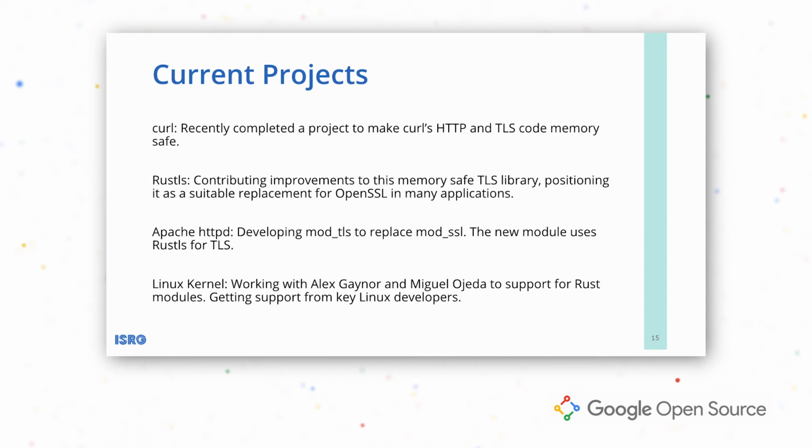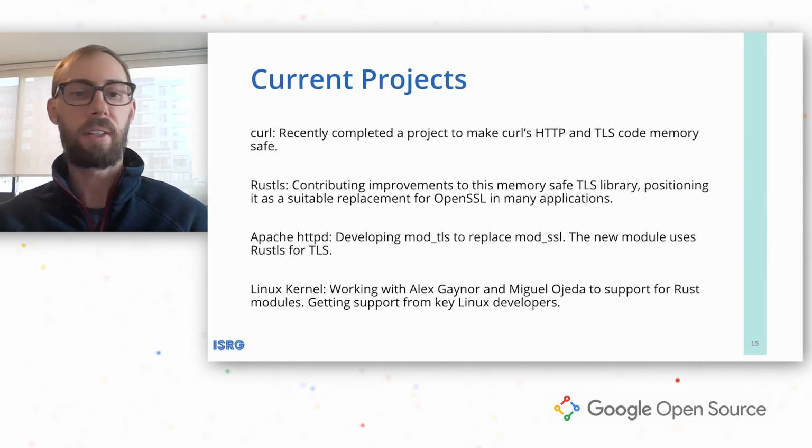We're really excited about it, and I think going forward, one of the first things we're going to be able to do in a lot of critical networking applications is move to a memory safe TLS library, and that library will often be Rustls.